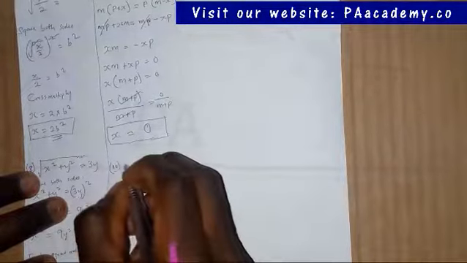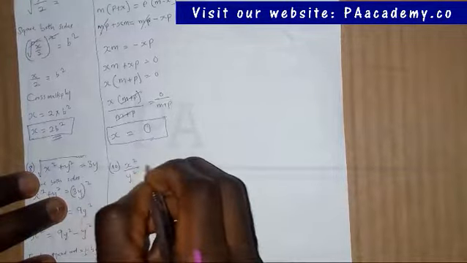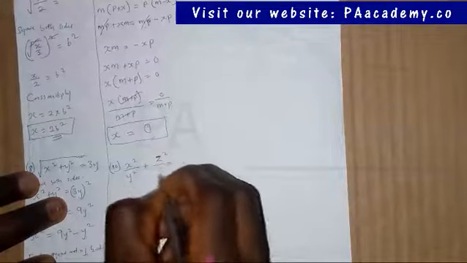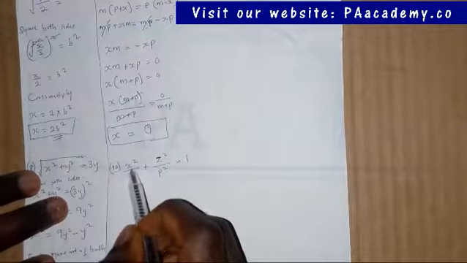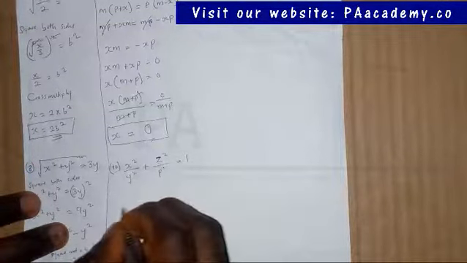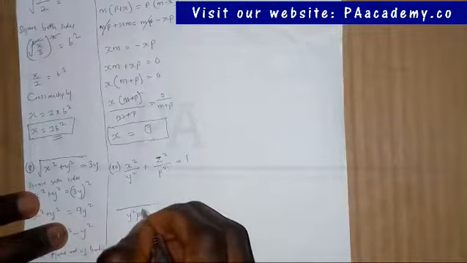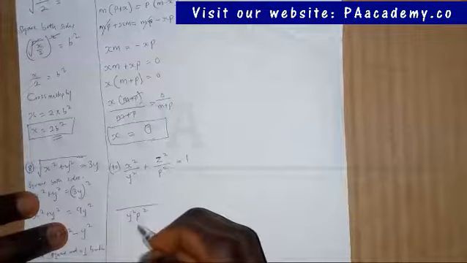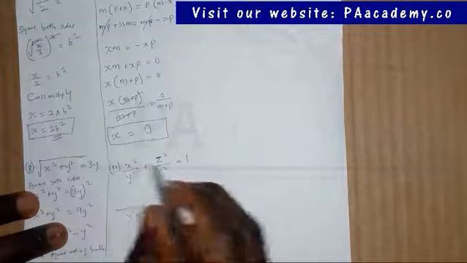So we are going to be having x squared over y squared plus z squared over p squared equals 1. So we are going to make this x here the subject of the formula. So let's do that. So first we have to look for the LCM, which will be y squared p squared. So y squared p squared divided by y squared will give us p squared. Use it to multiply x squared.